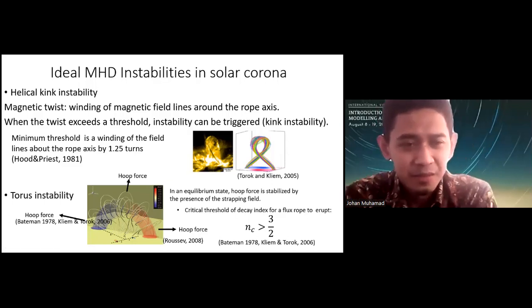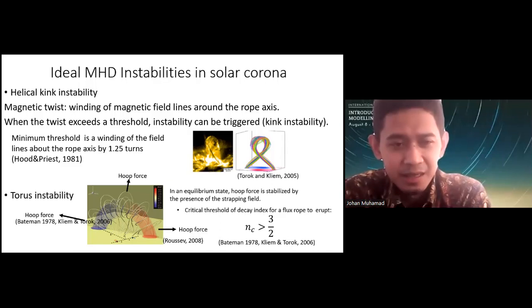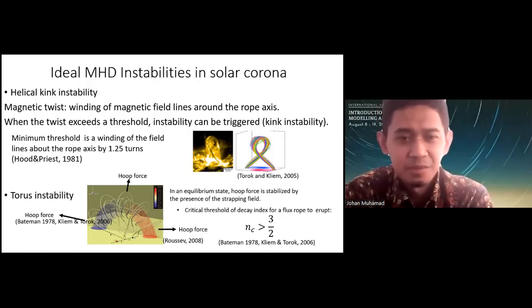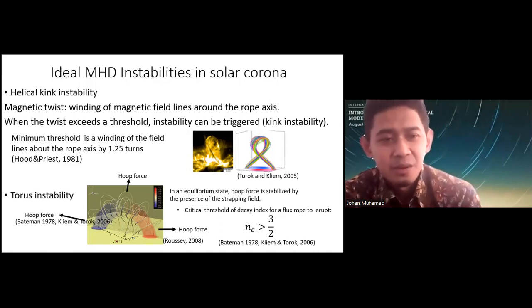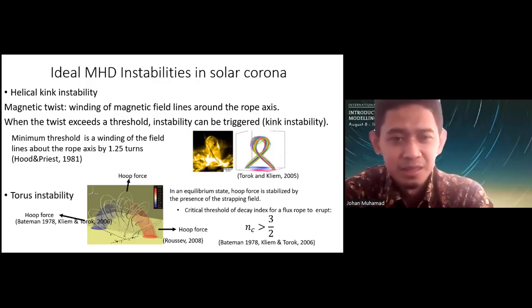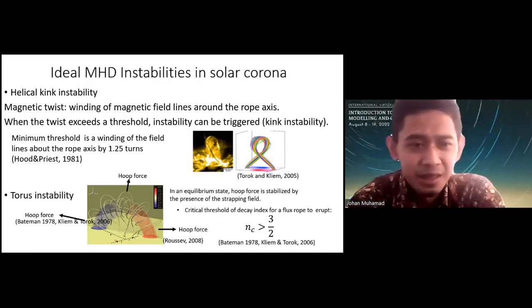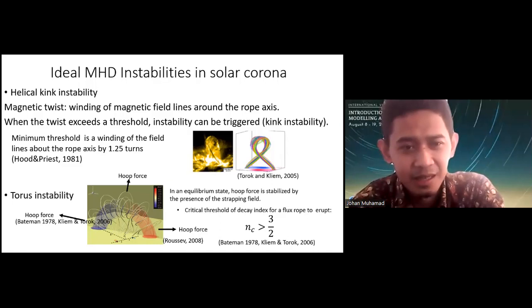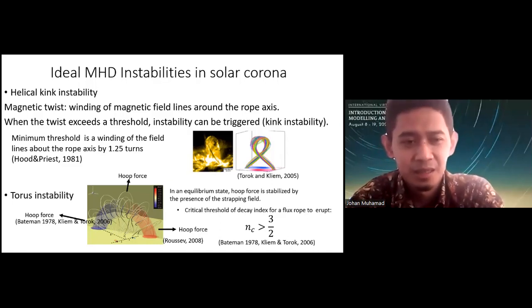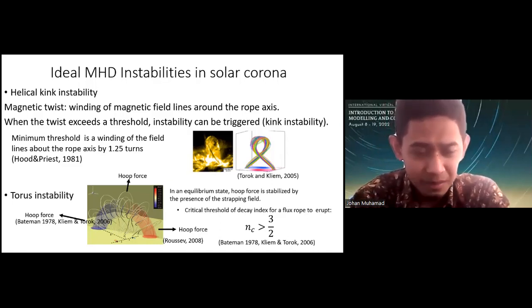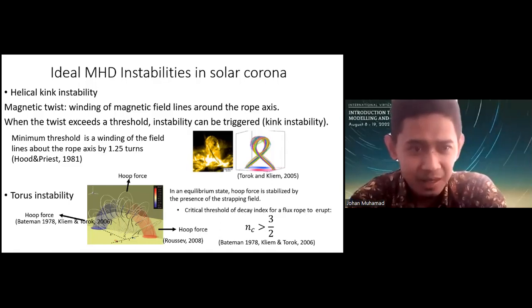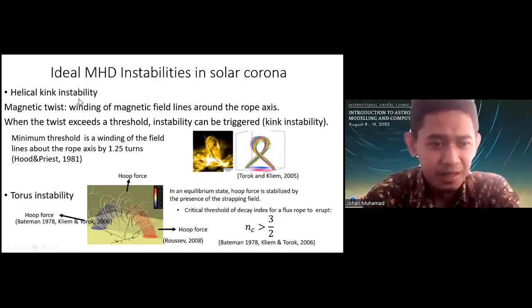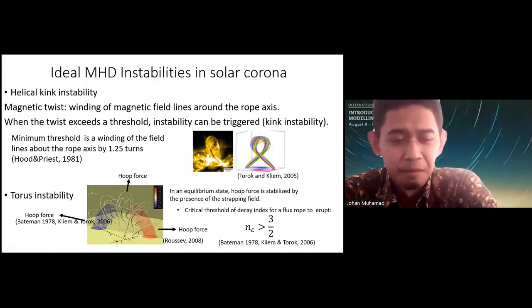So it's all related to MHD instabilities. And because we have two different frameworks, the ideal MHD and non-ideal MHD instabilities, we now have the ideal MHD instabilities. In the solar corona, there are so many ideal MHD instabilities, but here I only show two of them, which are the helical kink instability and the torus instability.